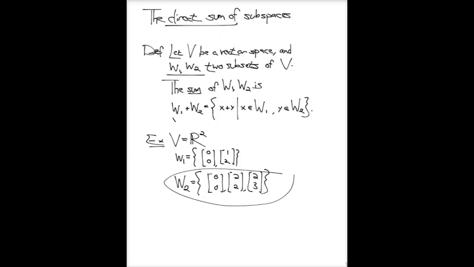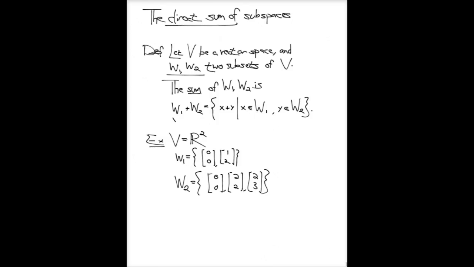So let me first emphasize that neither W1 nor W2 are subspaces at all. They fail miserably at any test you want to throw at them for being subspaces. They're not closed under vector addition. They're not closed under scalar multiplication. They are far from subspaces.